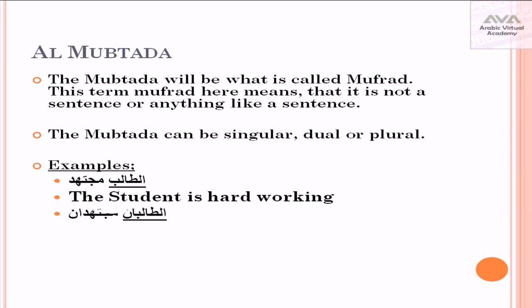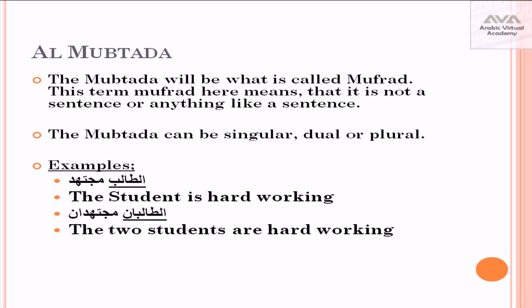But we can also say at-talibani mujtahidani. The two students are hardworking, mujtahidan. So we see here the taliban here is talking about two students. It's also considered to be mufrad because it's not a jumla and it's not a shibh-jumla.